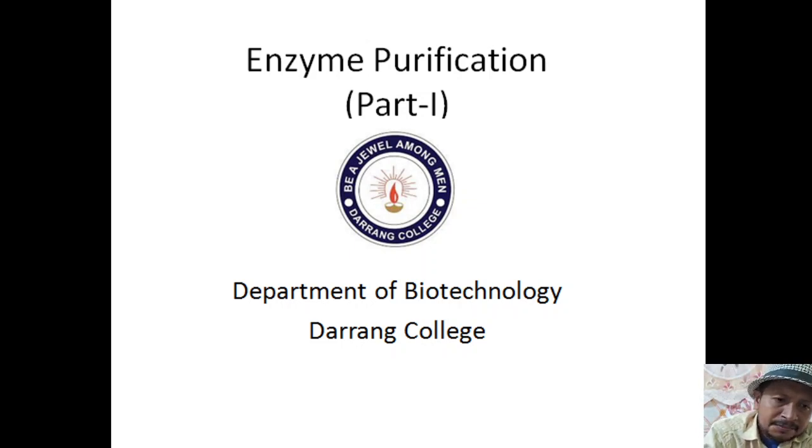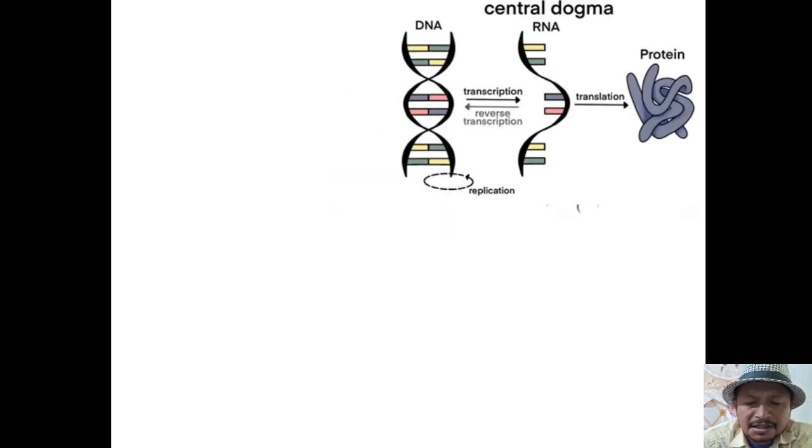Now, we first try to understand what an enzyme is. So we know about the central dogma. It says DNA to DNA is replication, DNA to RNA is transcription, and RNA to protein is translation.